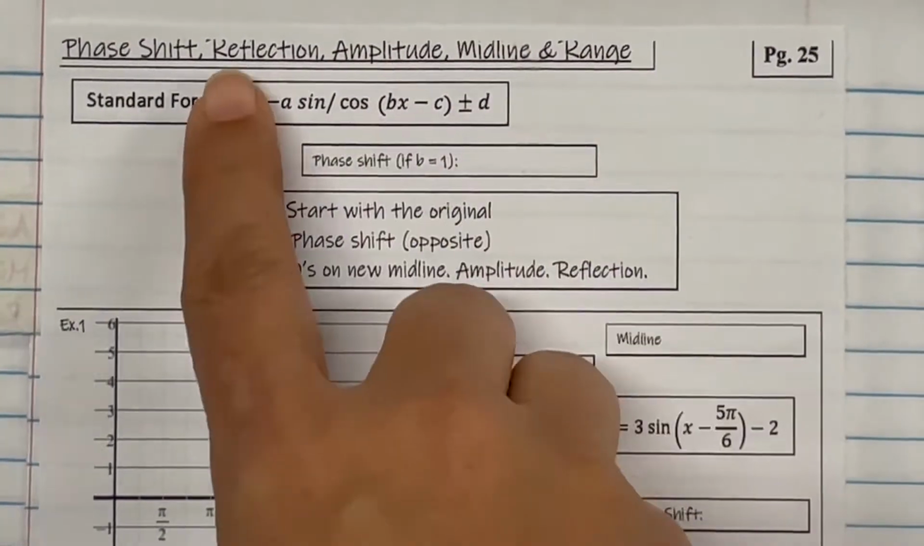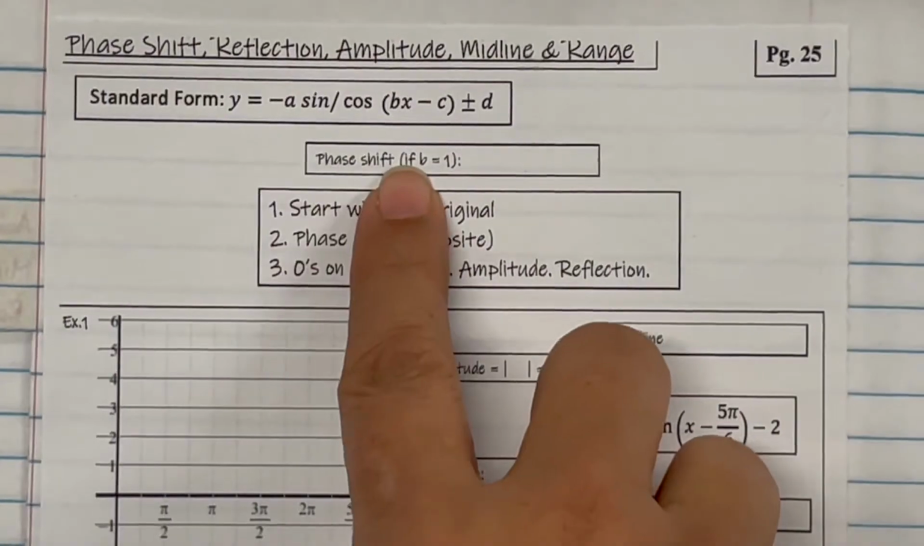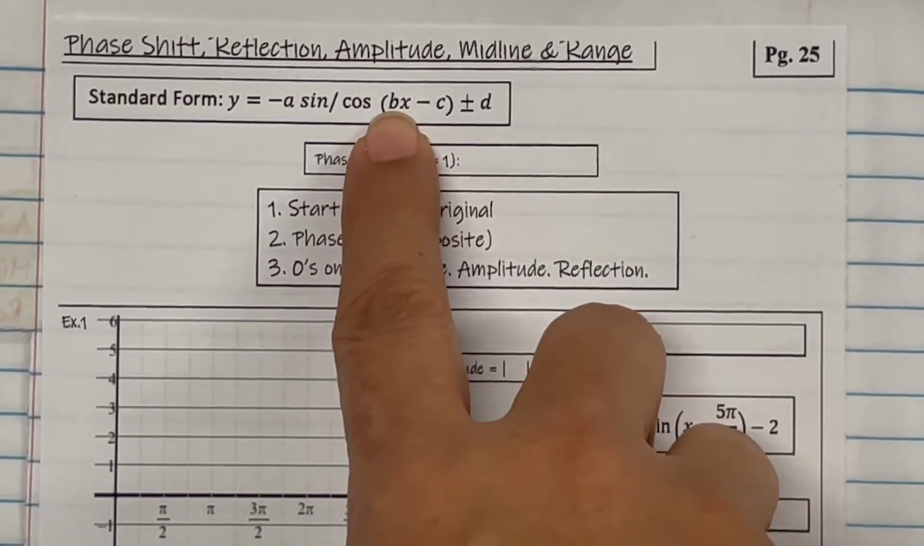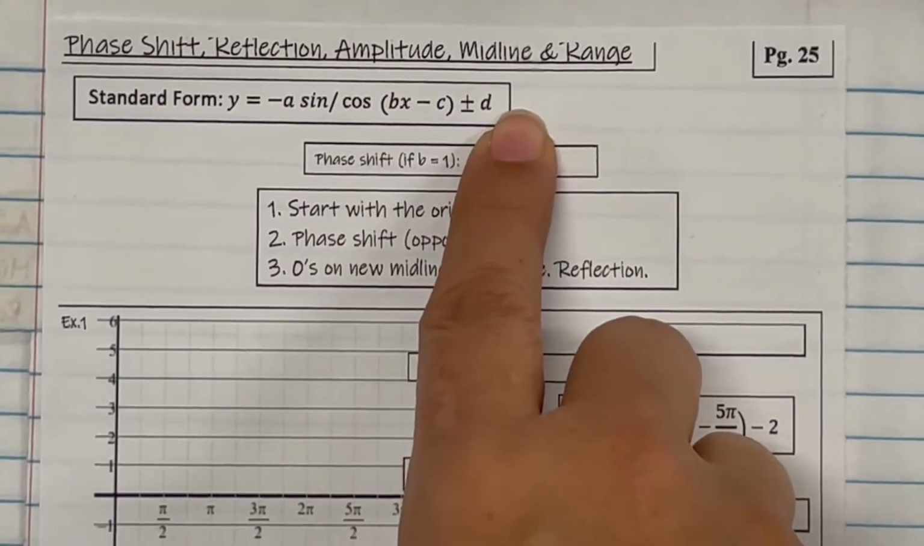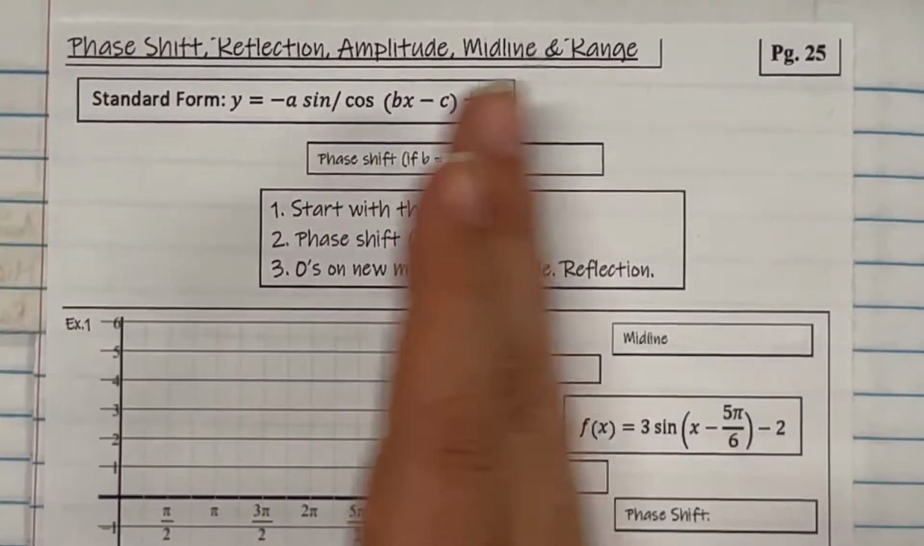We're just going to add a couple more transformations, which is going to be a phase shift and a reflection to what we already know, which is amplitude, midline, and range. All right, so a phase shift is only if b is equal to 1. So there's a different rule if it's not. And then you can see it's the same standard form.